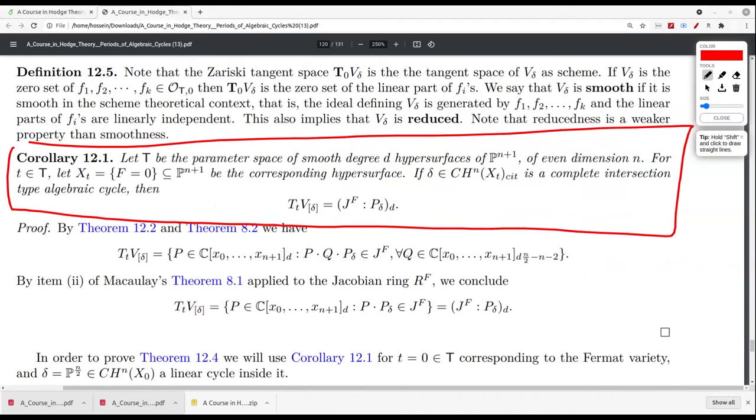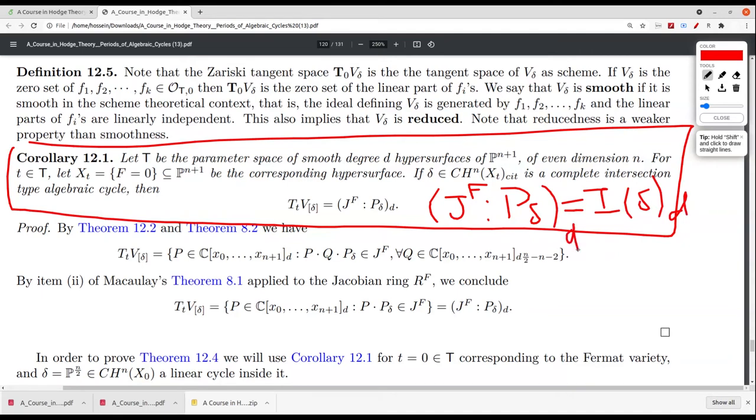So the next corollary is immediate, because remember that we had proved that the pieces were constructed by the Poincaré duality for delta. This is I_delta, and then its d pieces are also the same. So at the end, our tangent space will be this one. Here, for the sake of completeness, we have repeated the proof again here.